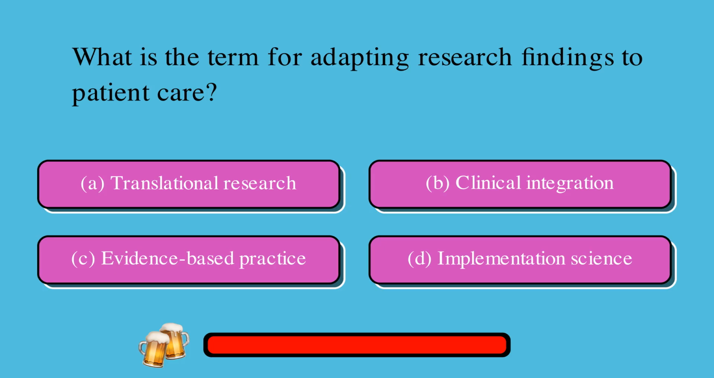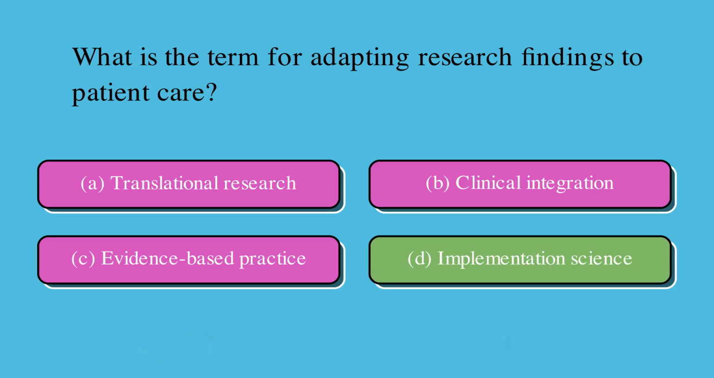What is the term for adapting research findings to patient care? A. Translational research, or B. Clinical integration, or C. Evidence-based practice, or D. Implementation science. The correct answer is D. Implementation science.